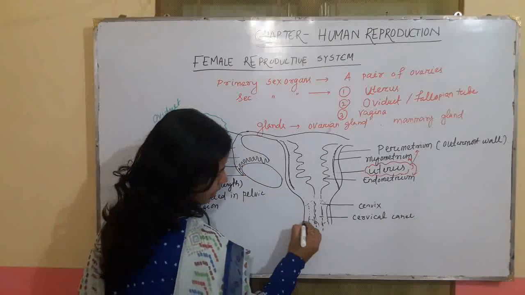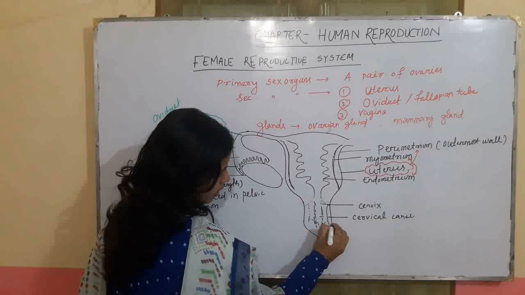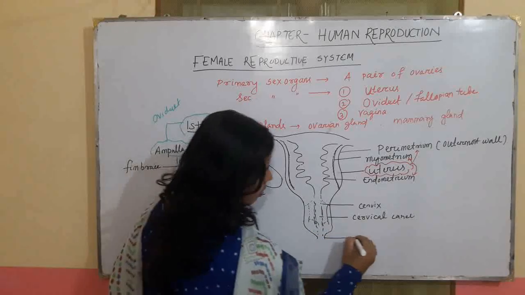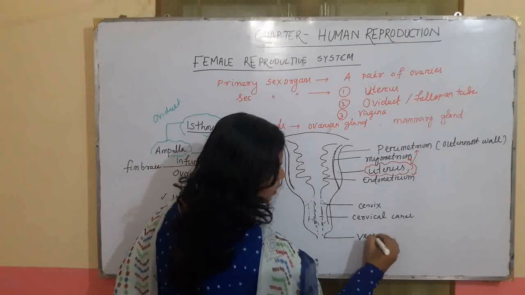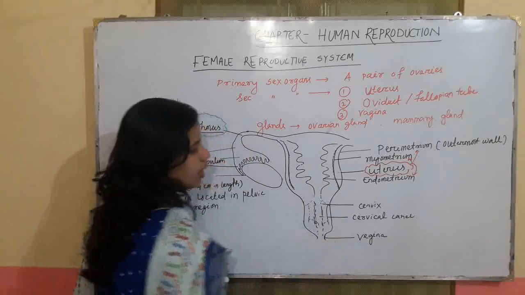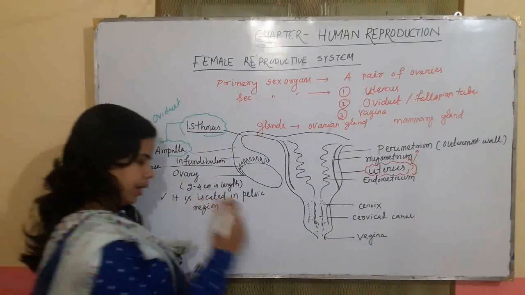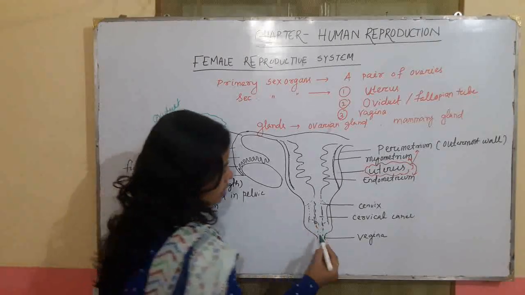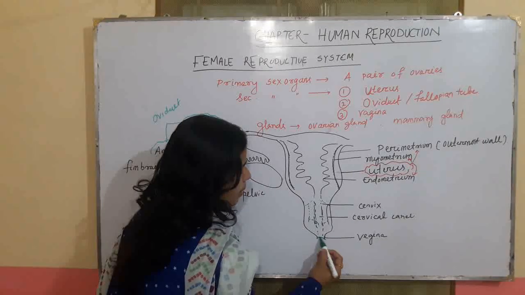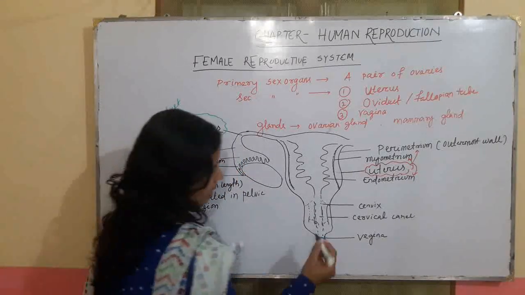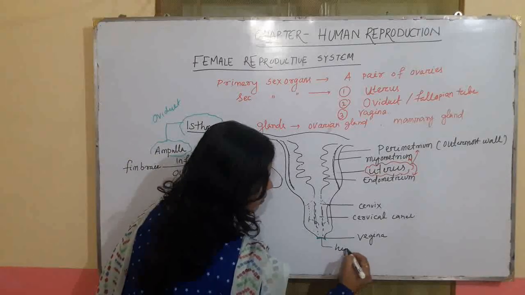And this cervical canal has a small opening towards the outside, which is called the vagina. Remember one thing here: if the vagina is closed by a thin membrane, then it is called the hymen.